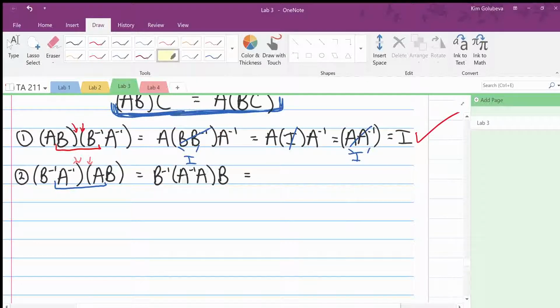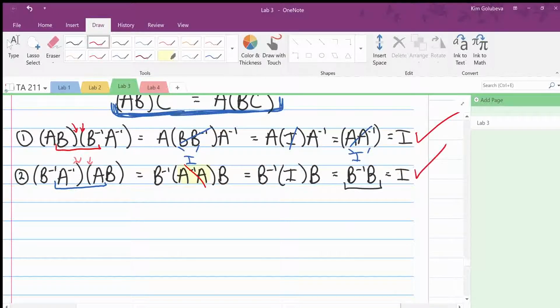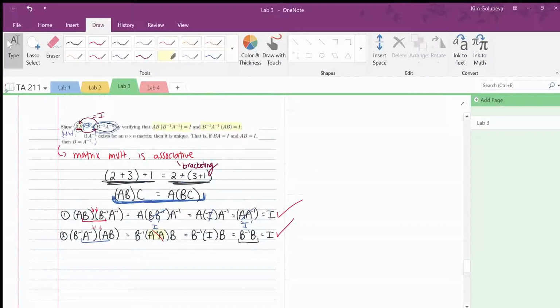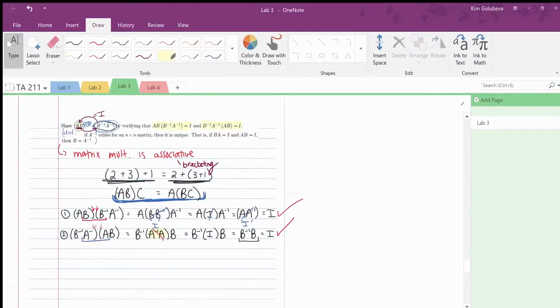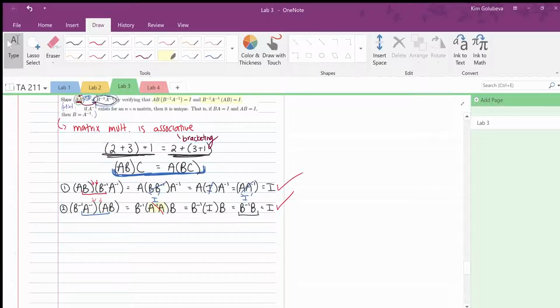Now you see right here, we have A inverse times A, which gives us the identity. So we have B inverse times I times B, and we'll rewrite that because anything times the identity is just itself. And then we're left with B inverse times B, which is just the identity. So in fact, that works too. In this case, we've proved exactly what we're supposed to prove. Just multiplying these two together proves that if we end up with the identity, then they are inverses of each other.